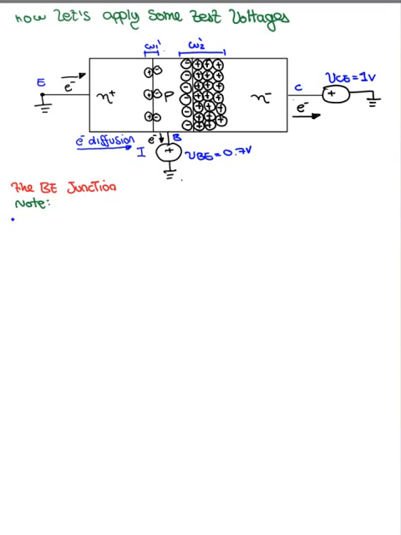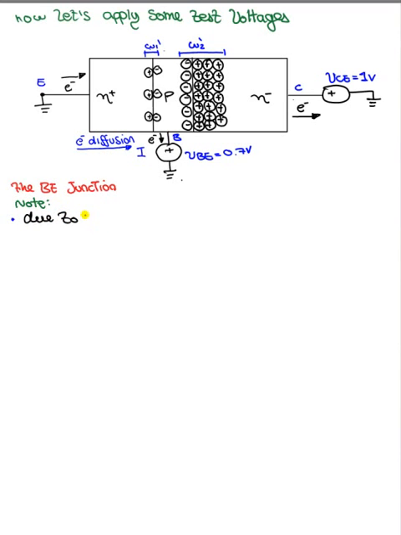So note, due to the holes flowing into the P material, due to the positive potential that we're applying to the base, we get some holes going in here, and then they are filling the negative fixed charges, so they are filling these guys right here. Therefore, the width of the depletion region between the base and the emitter gets smaller.